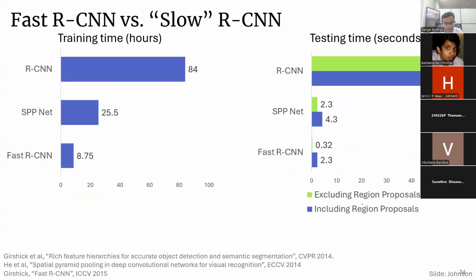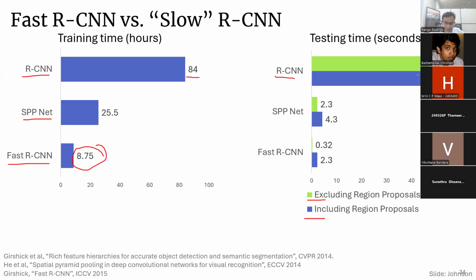When you compare the time taken for these, if you take the training time, RCNN takes 84 hours, and SPP net is there. I don't remember what that is actually. The fast RCNN takes 8.75 hours. That's great. But when they compare the testing time, they realize this. In the RCNN, executing the region proposals took that much, and including region proposals took that much.